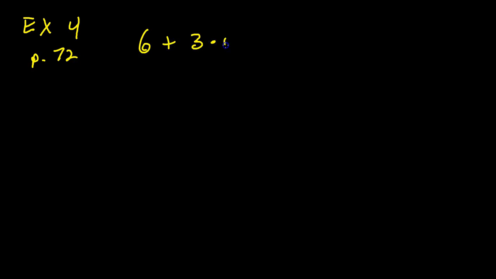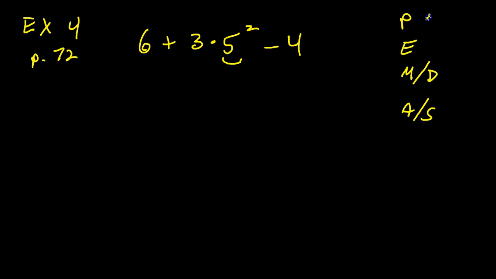6 plus 3 times 5 squared minus 4. All right, so if we remember PEMDAS, well, let's see. We've got a bunch of numbers here and a bunch of operations. I think we'll do 5 squared first. There are no parentheses, right? There are no parenthetical operations or operations wrapped in parentheses, so we can skip over that level.